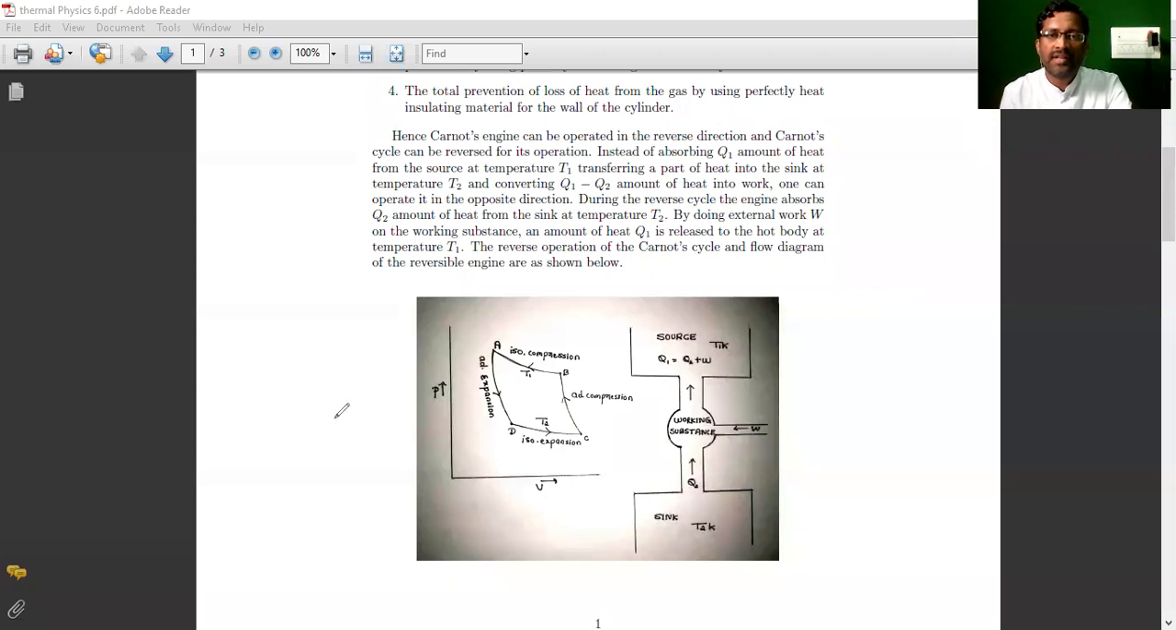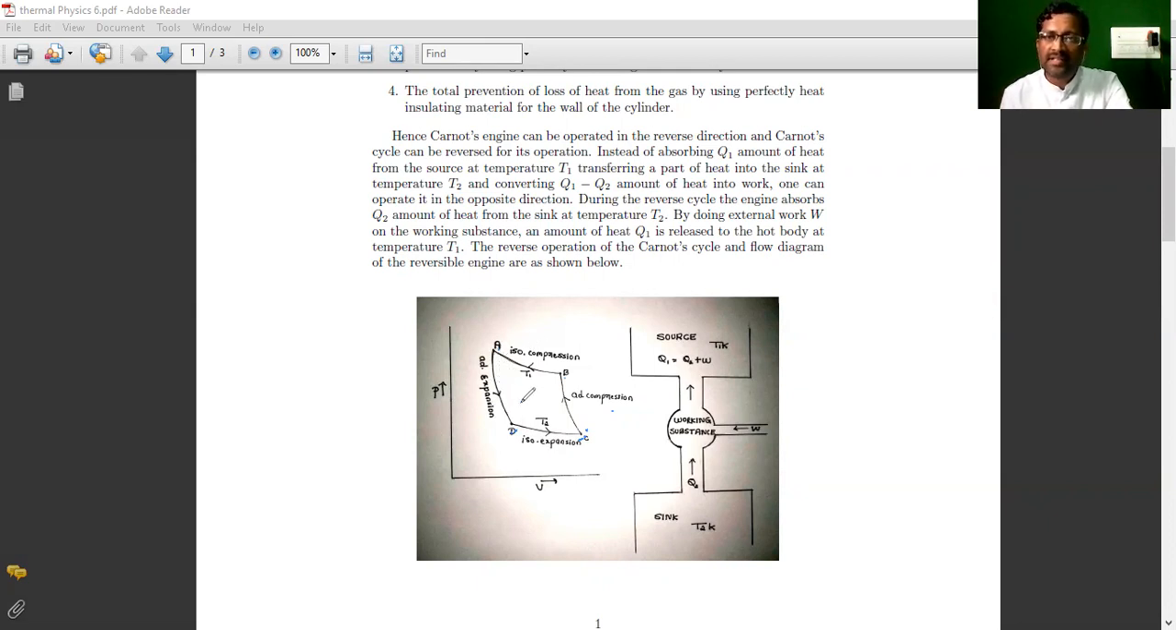In Carnot's cycle, you have seen A to B, B to C, C to D, and D to A. From A to B, it was isothermal expansion. From B to C, it was adiabatic expansion. From C to D, it was isothermal compression. And from D to A, it was adiabatic compression.